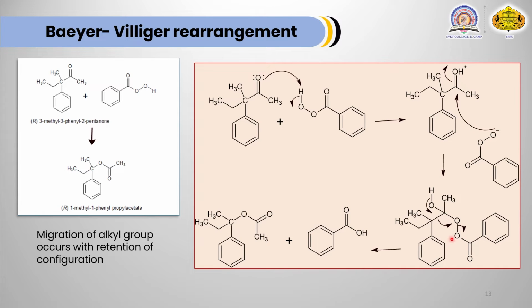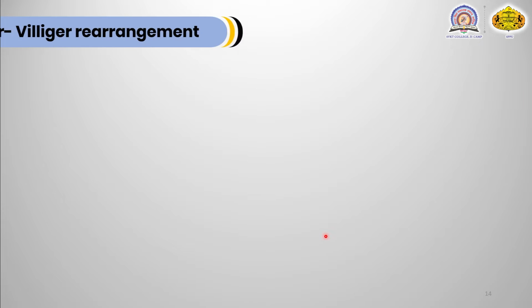This intermediate is obtained, and migration of this group from carbon to oxygen gives two products. This intermediate compound breaks down into two parts, one is an ester and one is a carboxylic acid. In this case, migration of the alkyl group occurs with retention of configuration. The starting compound as well as the product both have R configuration.